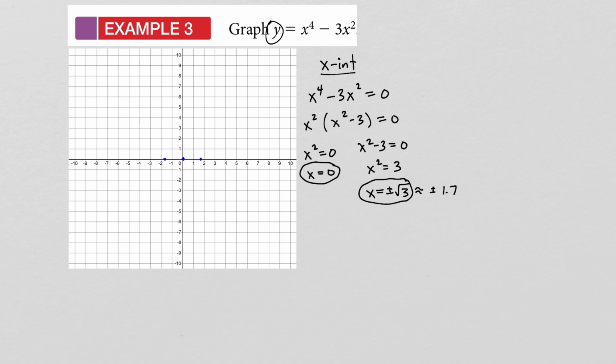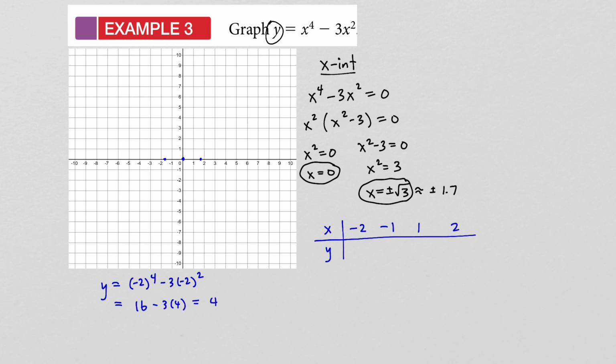So what does this graph look like? To understand this one, let's go ahead and plug in a few additional points here. So I have x and y. Let's plug in x equals negative 2, negative 1, positive 1, and positive 2. So when x is negative 2, y is going to be negative 2 to the fourth minus 3 times negative 2 squared. This is positive 16 minus 3 times 4, which is 16 minus 12, which is positive 4.